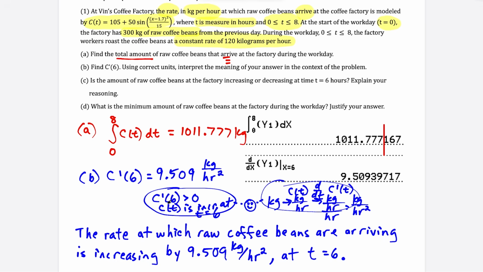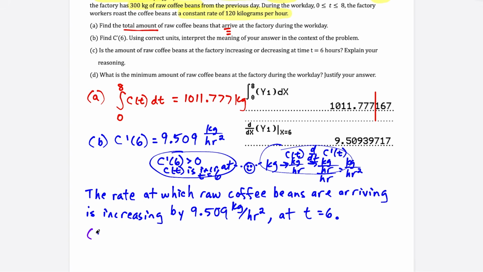But then I think about what is C of t in the context of the problem. C of t is the rate in kilograms per hour at which coffee beans arrive at the coffee factory. So that's why I replace, instead of C of t is increasing, I just say the rate at which raw coffee beans are arriving is increasing by. And then I write the units for C prime of 6, which is kilograms per hour squared. So that's just my thought process for constructing these sentences. I use this idea from applications of derivatives, but then I replace the function itself with the actual story version of the function from the question.